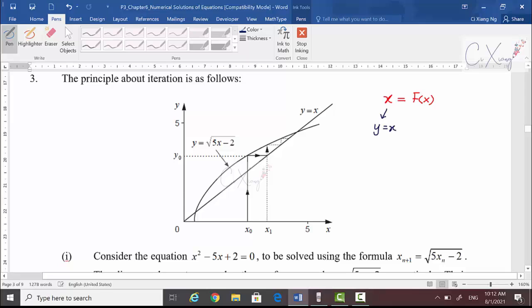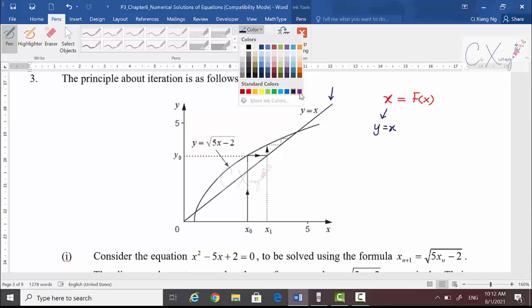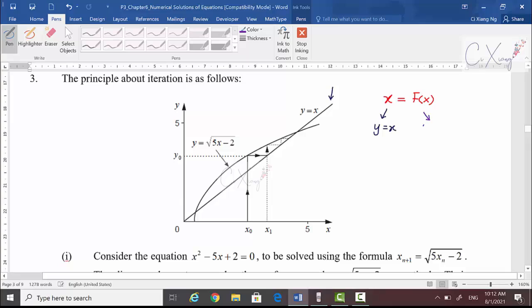two graphs. They sketch y equals to x, which is this one, right? Y equals to x, and then they also try to sketch y equals to f(x). Okay, so this is y equals to f(x). All right, so you're having two here. Then now, x equals to f(x), this is iteration formula, right? It is actually come from the original equation that we want to get the root.